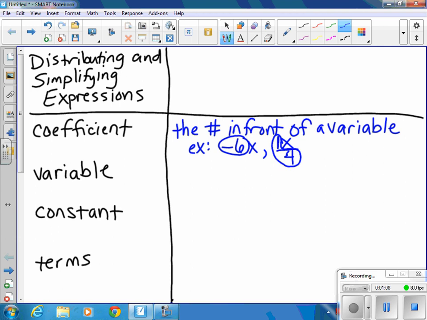a fraction. And then the other one that likes to sneak in on us is negative x. And if you notice, there's no visible number there, which means there's a 1 that's invisible. And when that invisible 1 gets put there, your coefficient becomes negative 1. So do watch out for those little ones that like to hide.